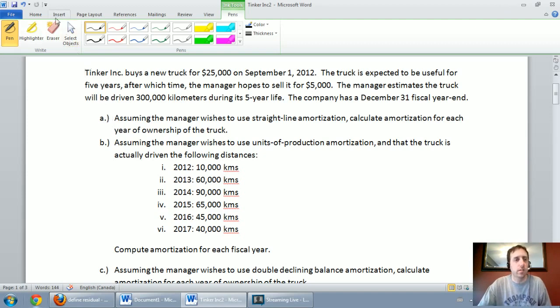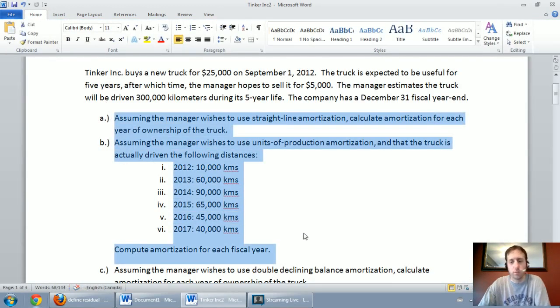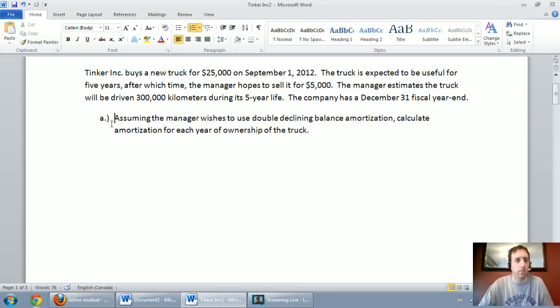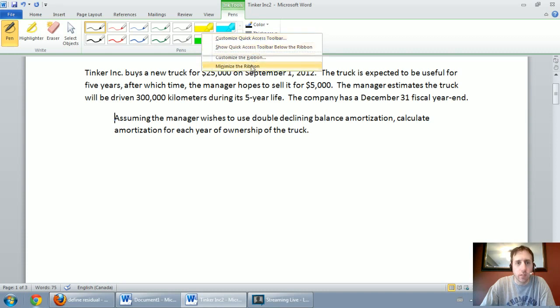I'm going to just erase the first parts A and B, and we'll focus on what was part C, the double declining balance method. So let me get my pen tool ready, and let's read through the question.